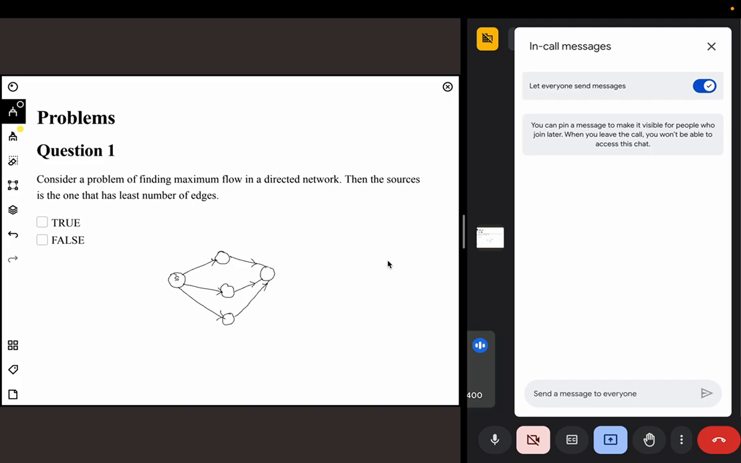I can have a network like this, where the source has 3 edges, but some intermediate nodes have just 2 edges, and the target has 3 edges. I can always construct a scenario where the source has more edges than the remaining ones. So there is nothing that restricts the source to have a certain number of edges. This is false.